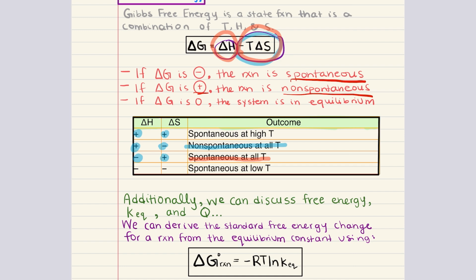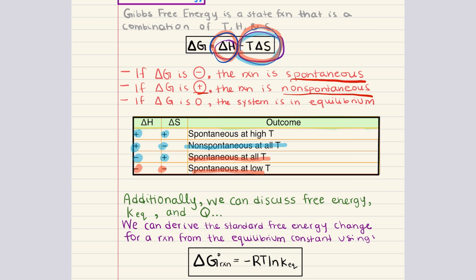The last scenario is when delta H and delta S are both negative. Here, the reaction is spontaneous at low temperatures. So you can think about this as delta H is negative, and this minus T delta S term is positive. And so to make sure that delta G is negative, you want the negative delta H to dominate. And this can only happen at low temperatures.